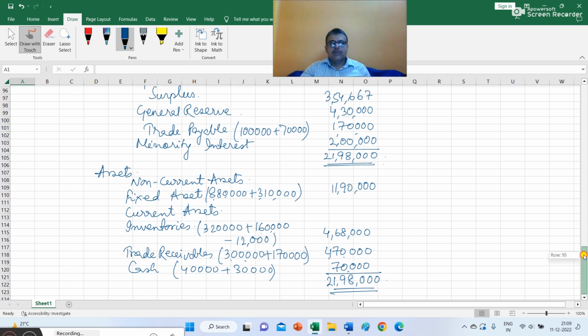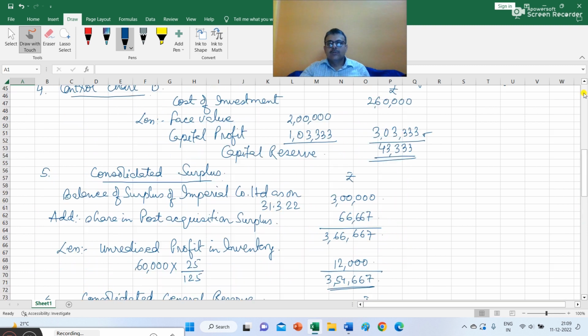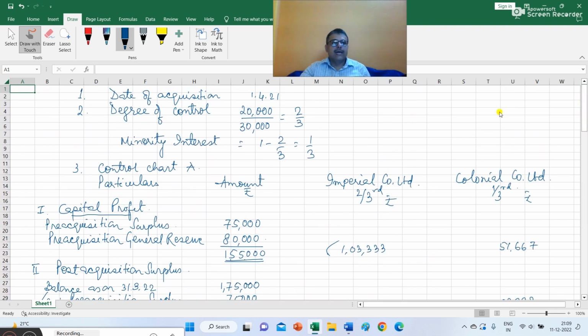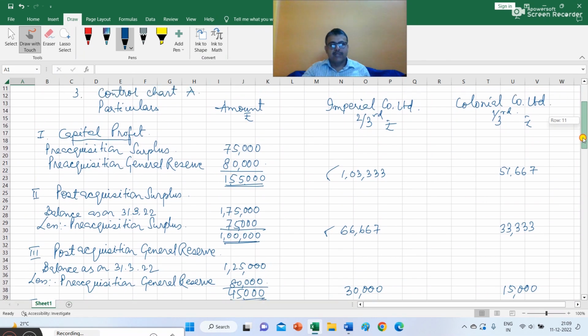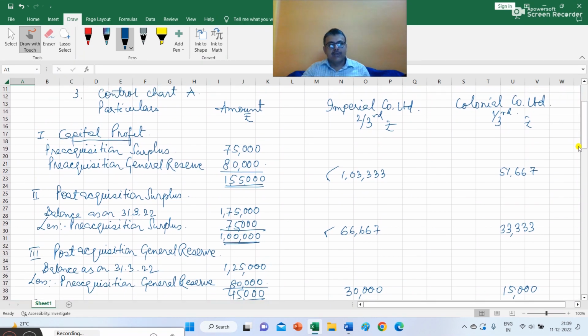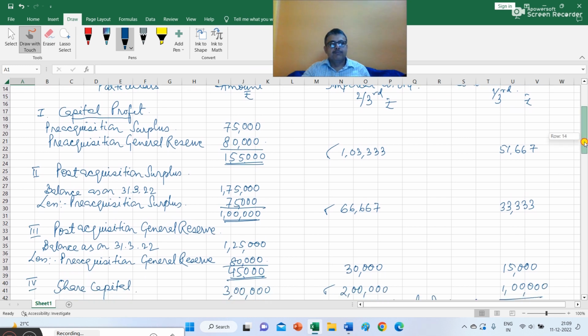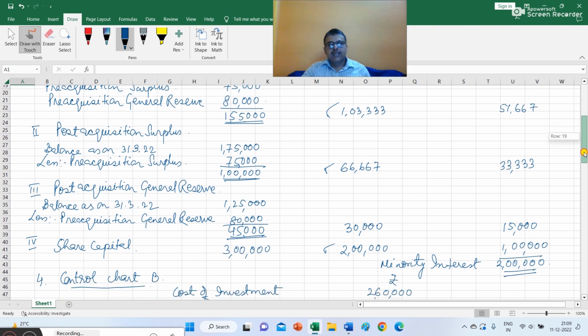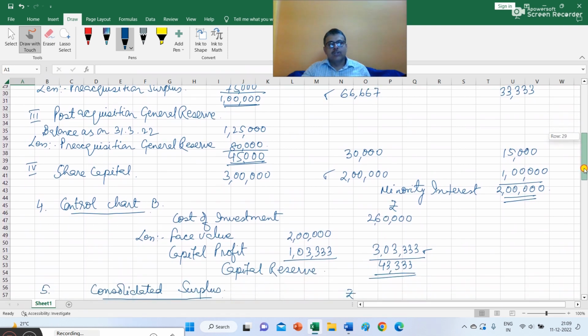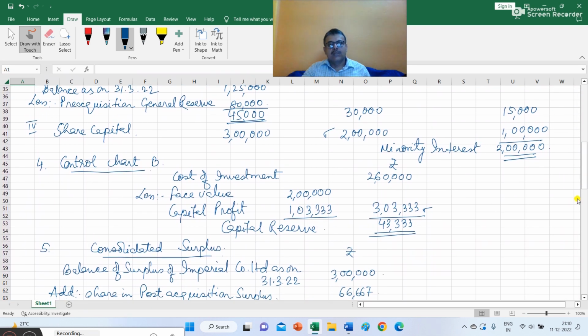So please have a look at the solution. So first I have written here the date of acquisition, then degree of control, then minority interest. Then I have prepared the control chart A, which is a very important table that you have to prepare. From this table, we have computed the value of capital profit, the amount of the post-acquisition surplus, then the general reserve, post-acquisition general reserve, then the share capital. From control chart B, we calculate the goodwill or the capital reserve.